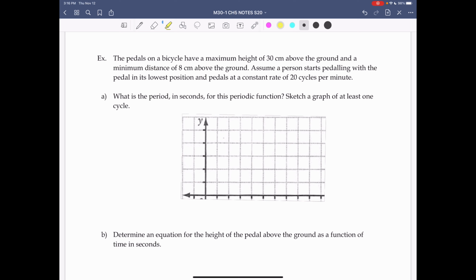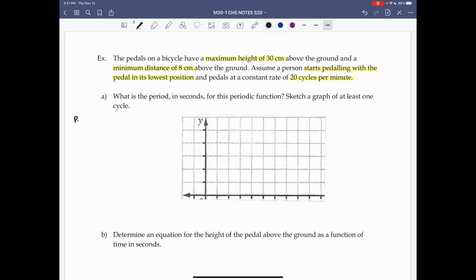It tells us that we have a maximum height of 30 centimeters, a minimum distance of 8 centimeters. The person starts pedaling with the pedal in its lowest position and pedals at a constant rate of 20 cycles per minute. What is the period in seconds for this periodic function? Sketch a graph of at least one cycle.